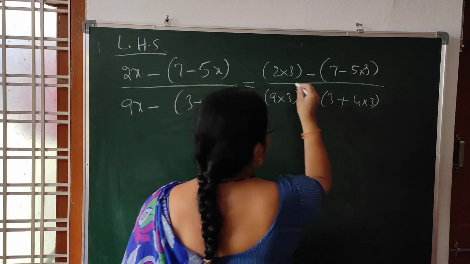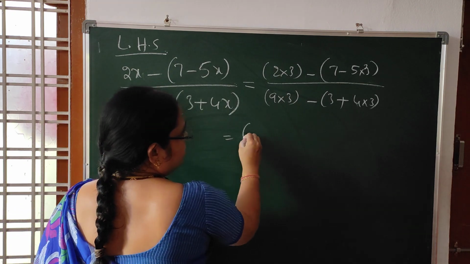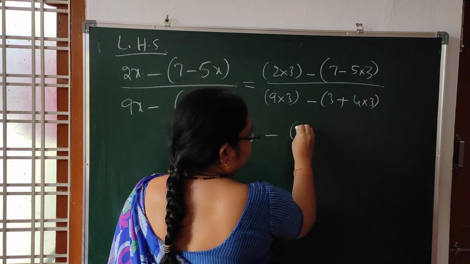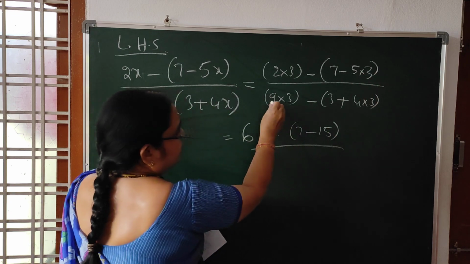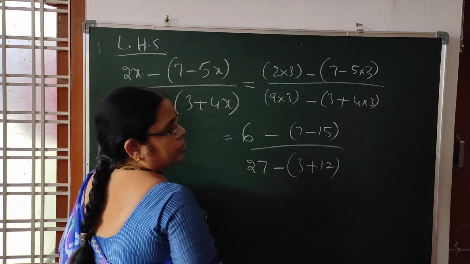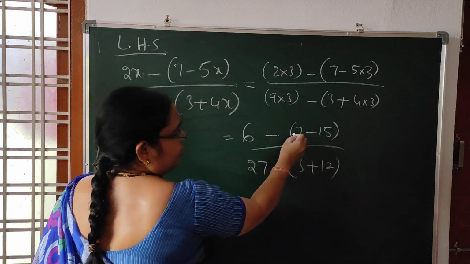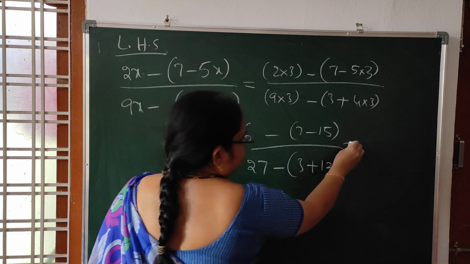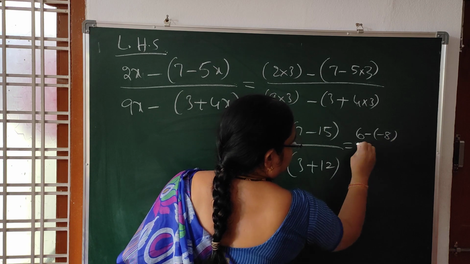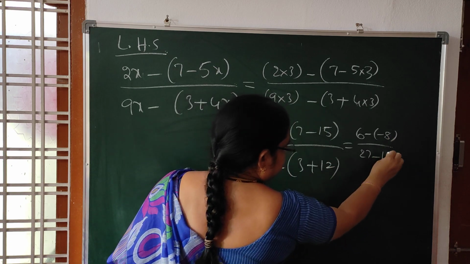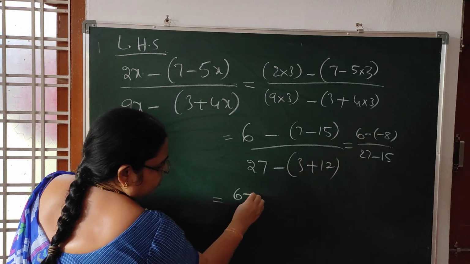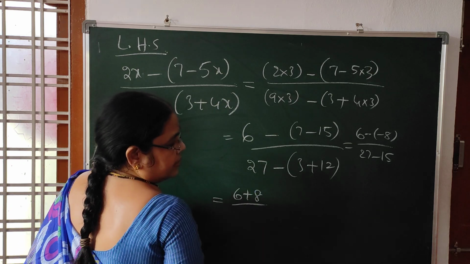That is 4 into 3. So this is 2 3s are 6, 5 3s are 15. So 7 minus 15 by 9 3s are 27 minus 3 plus 4 3s are 12. First multiply and then add. So 7 minus 15 is how much? Minus 8. This is equal to 6 minus of minus 8 by 27 minus 15. 6 minus of minus 8, minus of minus becomes plus. So 6 plus 8 by 27 minus 15.